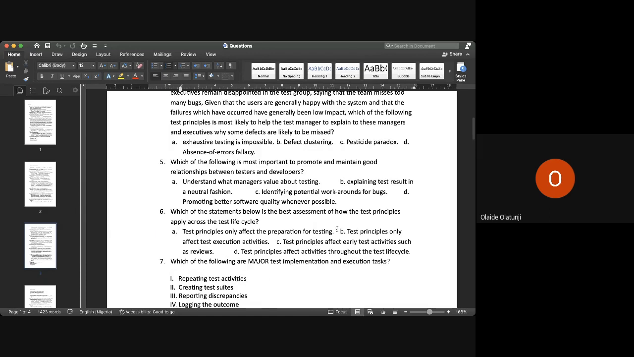Which of the following is most important to promote and maintain good relationships between testers and developers?